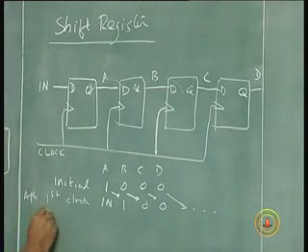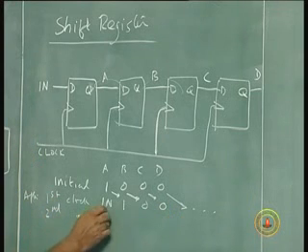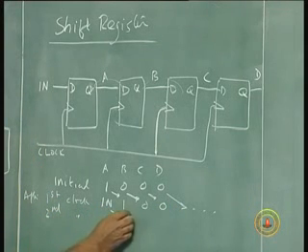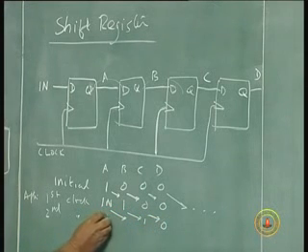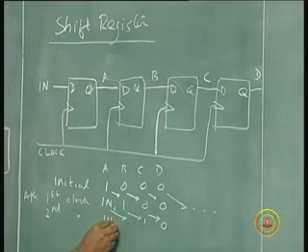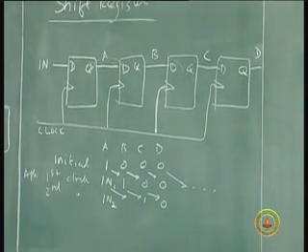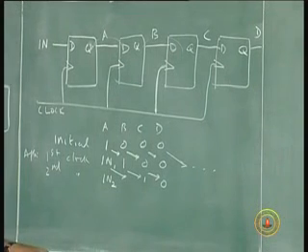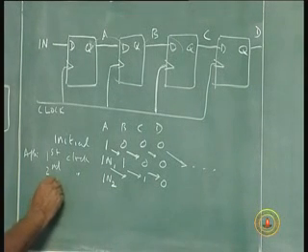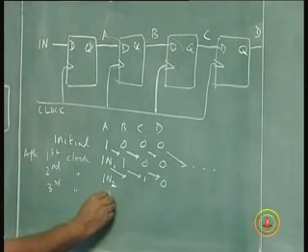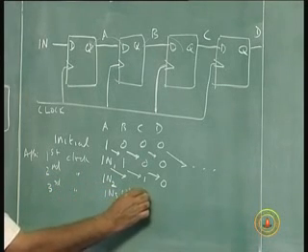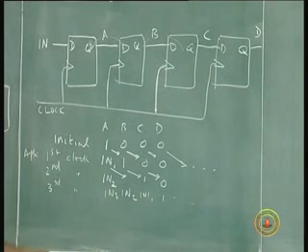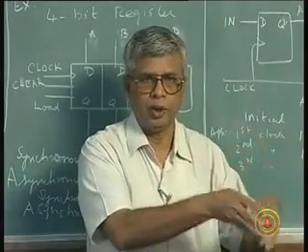After the second clock pulse, this would have moved here, this will become 1, this will become 0. And what we'll have here will be IN 2, the second input, whatever it was. After the third, IN 3, IN 2, IN 1, and so forth. I keep shifting the data from one flip-flop to the next flip-flop, to the next flip-flop, to the next flip-flop.